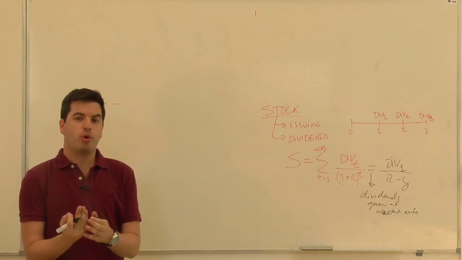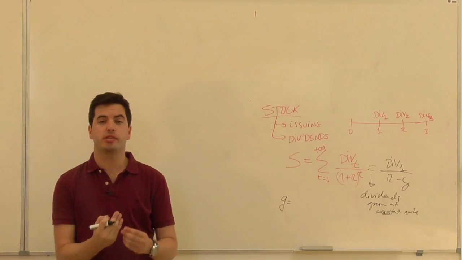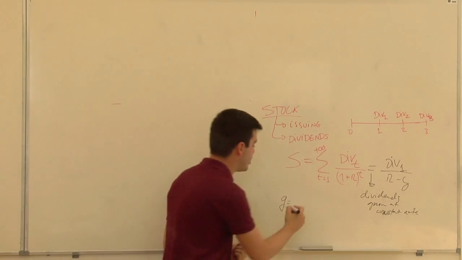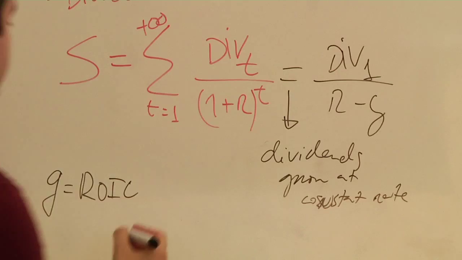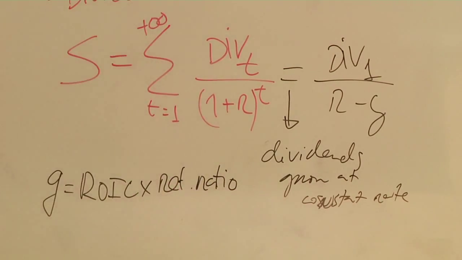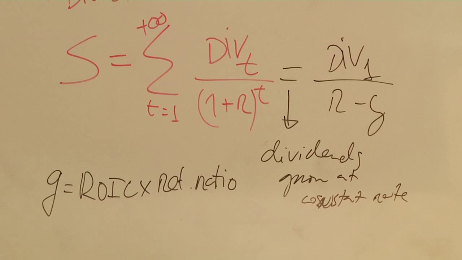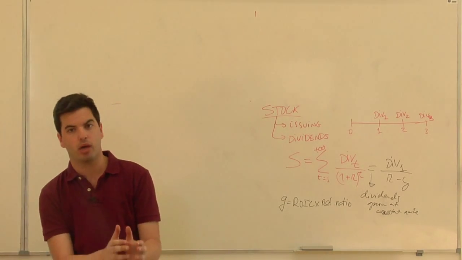In order to find this growth rate, we also have a formula. And this growth rate is determined by two things: the return on investment, the return on invested capital, times the retention ratio. And the retention ratio is the percentage of earnings that the company is keeping in the company and it is not distributing across shareholders. So the retention ratio and the return on investment will determine how much you grow. The growth rate of a company depends on the profitability, the return on invested capital, and how much it is keeping in the company.